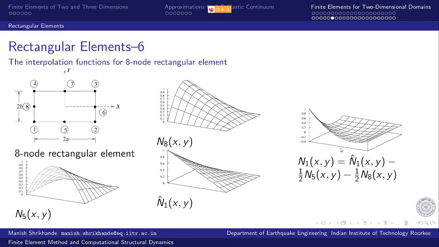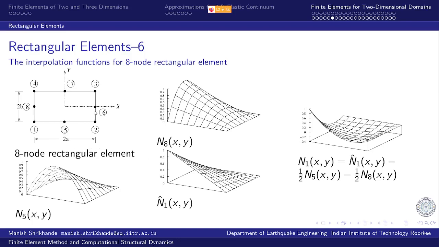When I do that, N1 hat minus half of N5 minus half of N8 gives me this variation which meets the requirement. It vanishes at node 5 and node 8 as well. And by virtue of N5 and N8 being quadratic, it also has a quadratic variation now. This is how the interpolation functions for the serendipity family are generated.